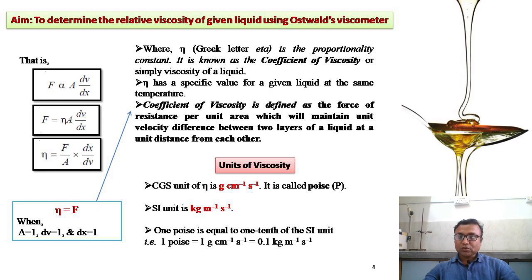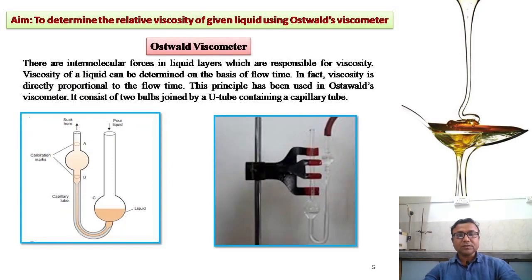Now the units of viscosity, which are important when we write the unit of viscosity. The CGS unit of this coefficient of viscosity is gram per centimeter per second. It is also called a poise. This is a CGS unit, and many times the result can be written in centipoise or millipoise depending on the result. The SI unit is kg per meter per second, and the conversion is 1 poise equals 1/10 of the SI unit. These are the units of viscosity.